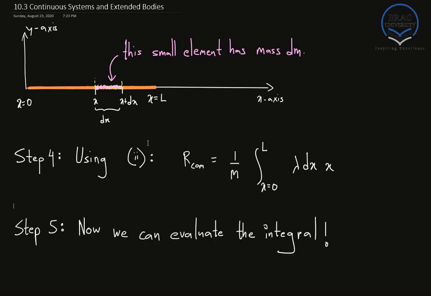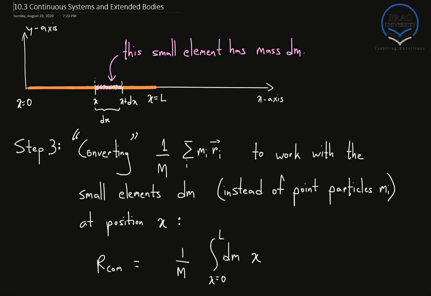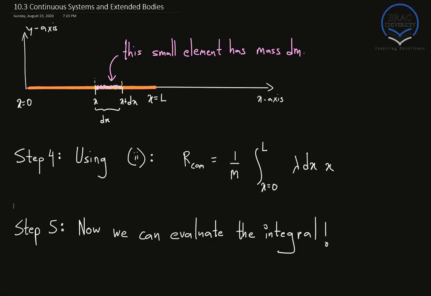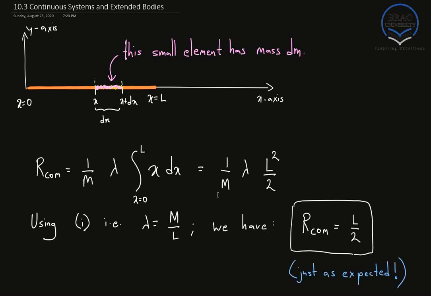So in the next step, because we had dm and dm was lambda dx, we can write RCOM equal to 1 by m, integral of lambda dx into x. And of course, because this is a uniform rod, we can pull this lambda out of the integral and we can evaluate this integral. It's a very simple one. It's x dx. The integration of x dx is just x squared by 2.